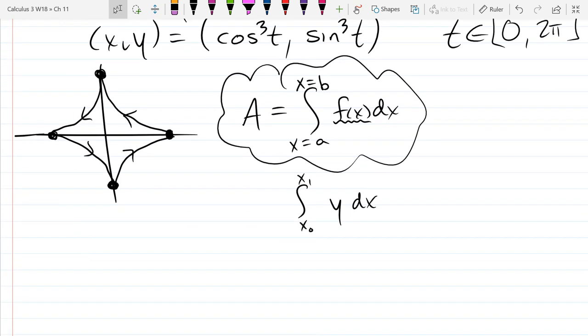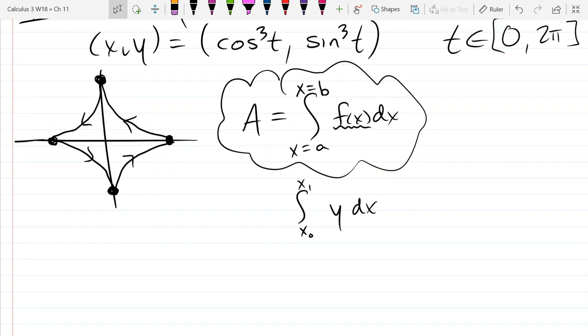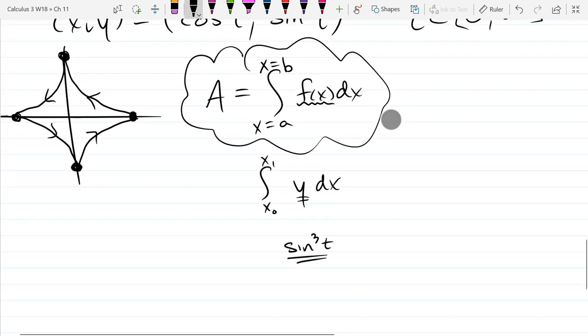So let's go ahead and make some substitutions. I already know y. y is sine cubed t. Let's substitute that in. Now let's think about dx. How can we deal with dx? We knew that y was sine cubed t. That was easy.